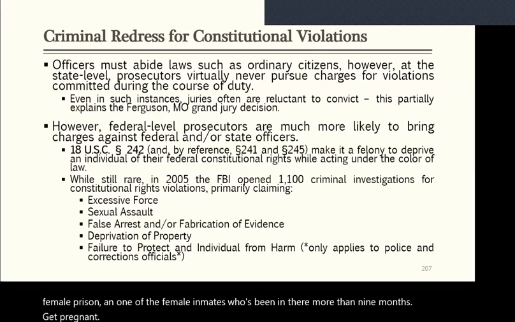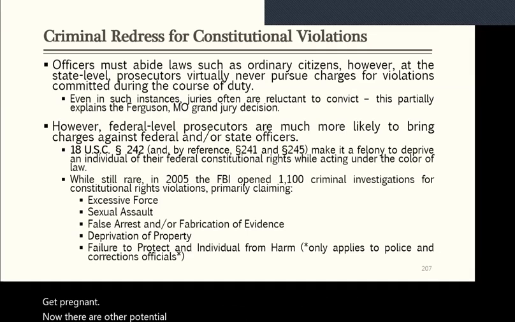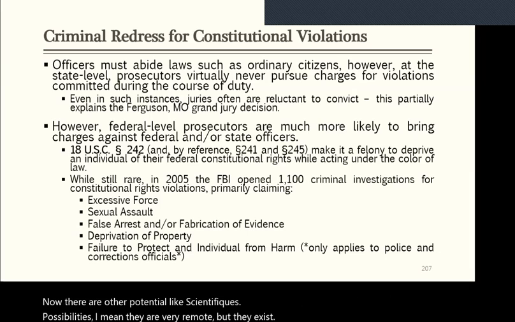Now, there are other potential scientific possibilities. I mean, they are very remote, but they exist. But we are probably going to go, something's off here, right? All female prison, somebody gets pregnant, something's off, right?